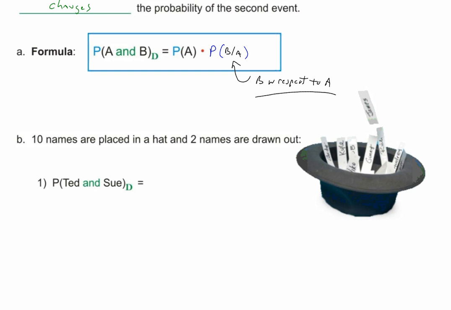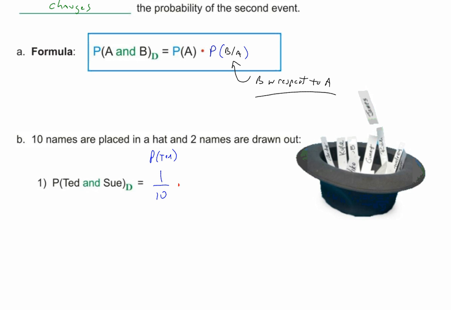All right, so let's see if I can illustrate this with the hat. 10 names are placed in a hat, and 2 names are drawn out. So what's the probability of drawing out Ted and Sue? And the order doesn't matter. What's the probability that we'll get both Ted and Sue out of 10 names in a hat? So the first time, we're going to do the probability of Ted, right? So this first one is the probability of Ted. And Edward, what's the probability of pulling Ted's name out of the hat? 1 out of 10. That's the probability of Ted.